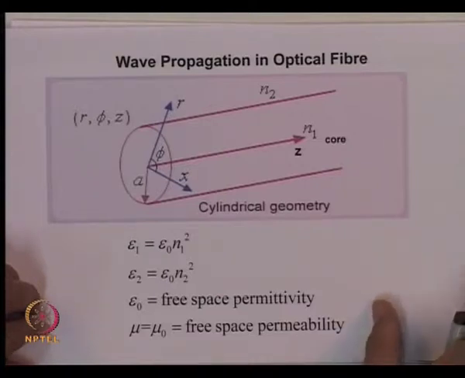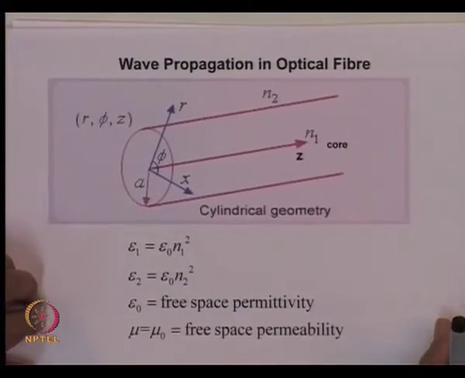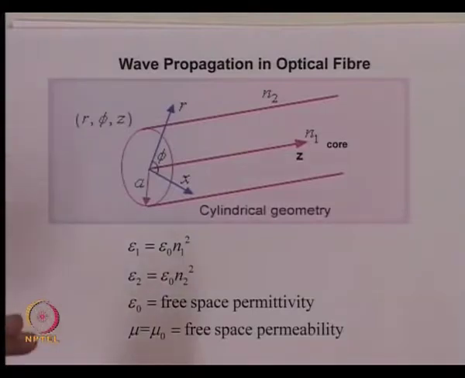Then, by using the physical understanding which we developed from the ray model, we tried to solve the wave equation, and we found that the radial variation of the electric or magnetic field is given by the Bessel functions inside the core, and by the modified Bessel function inside the cladding.